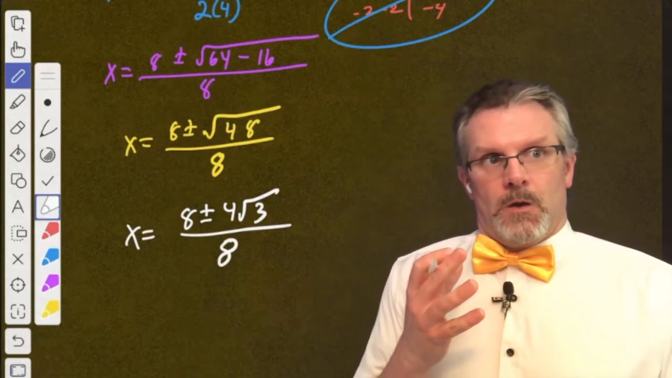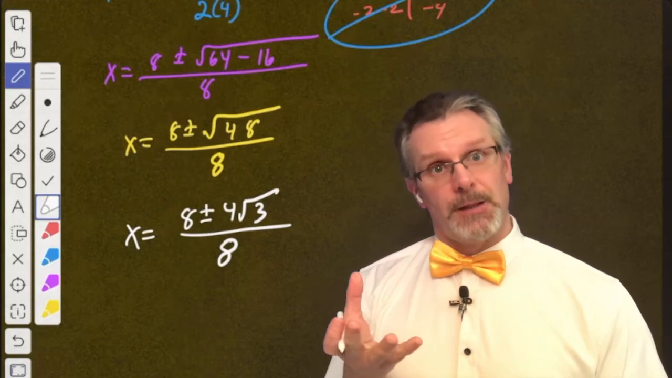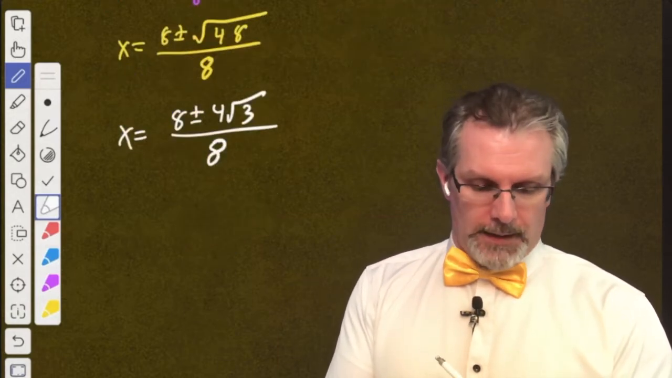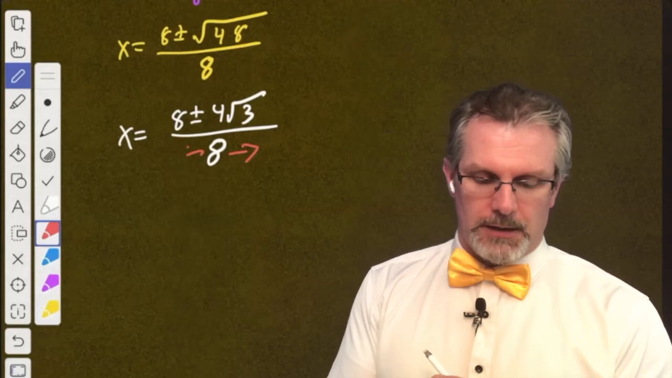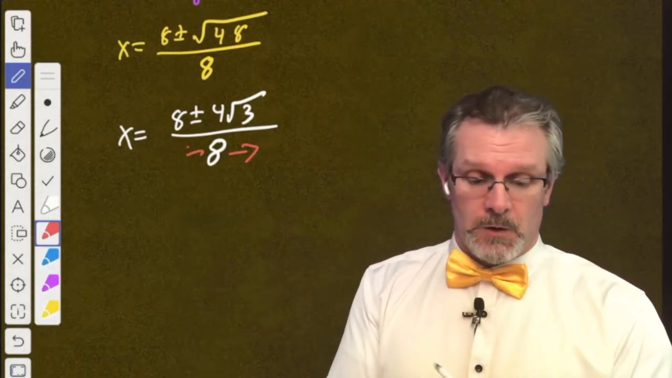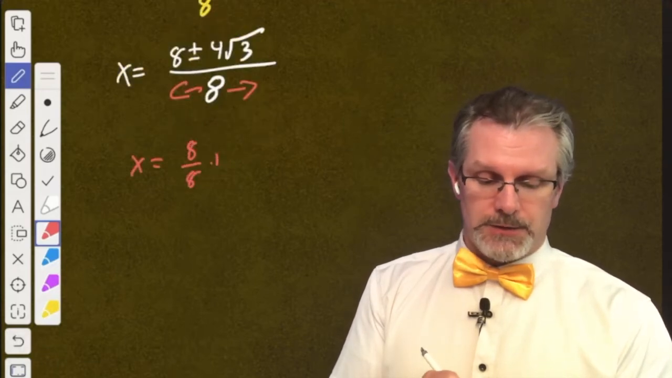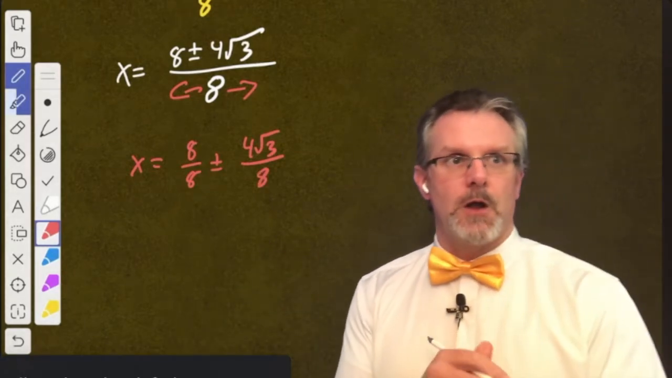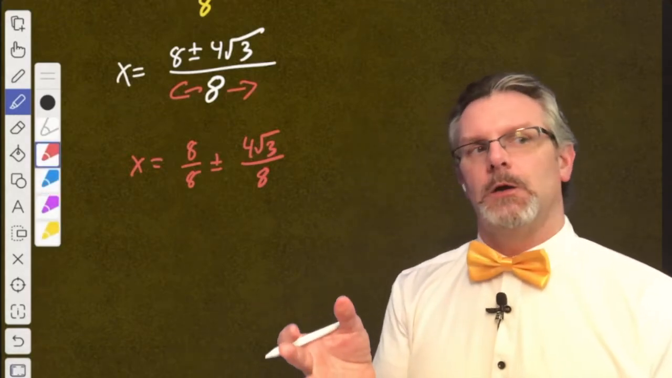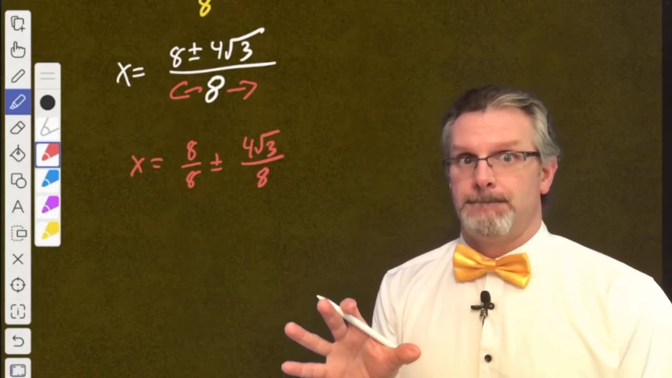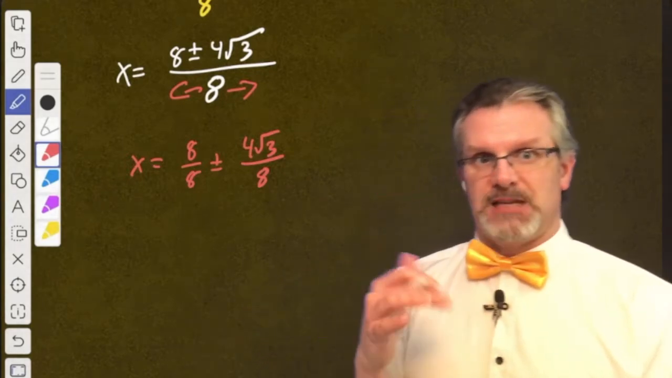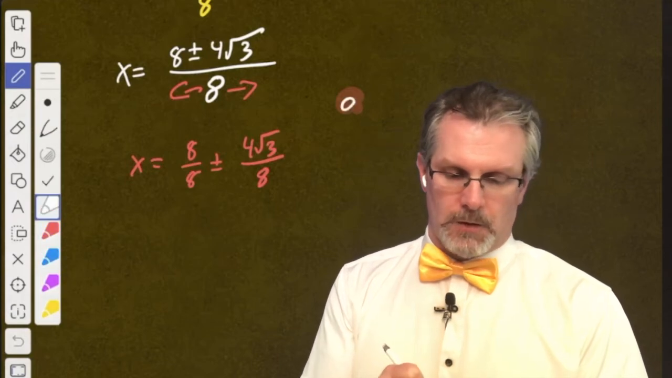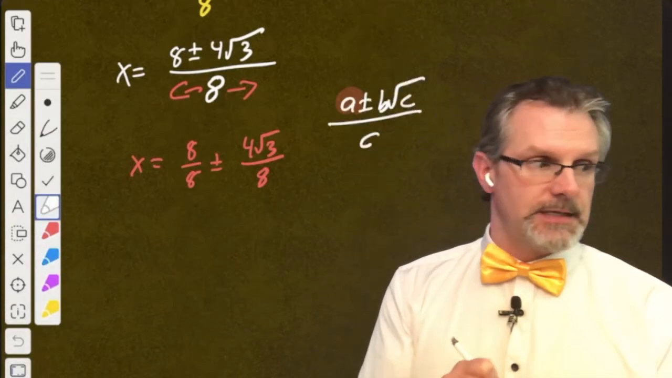Now, the simplifying on this one gets a little bit weird. So just to explain it a little better, I'm going to split it into two pieces. So this says x equals 8 over 8 plus or minus 4 rad 3 over 8. Now, before you start simplifying and say, oh, 8 over 8 is 1, well, yeah, 8 over 8 is 1, I get that. But that's not going to fit nice and neat into our format, A plus or minus b square roots of c over d.